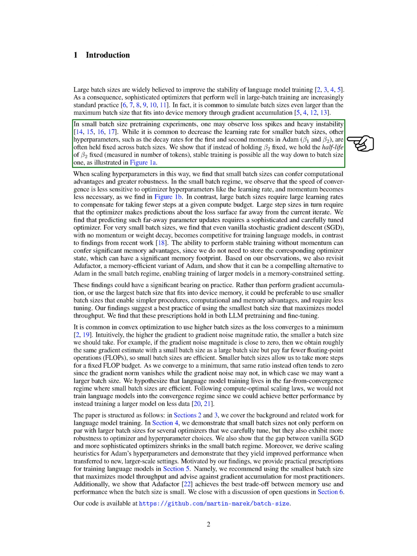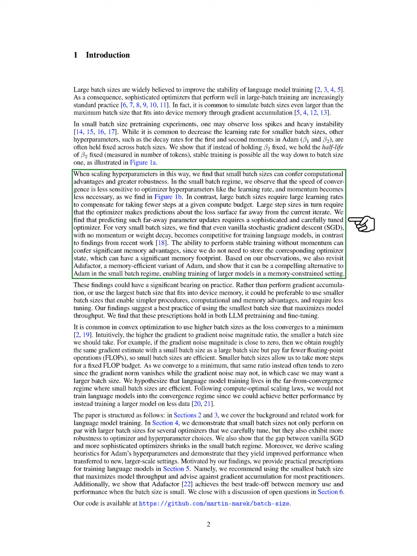While it is typical to reduce the learning rate for smaller batches, we usually keep other hyperparameters, like the decay rates for the first and second moments in Adam, constant across different batch sizes. We demonstrate that by fixing the half-life of the second moment instead of keeping its decay rate constant, we can achieve stable training even with a batch size of 1. This approach allows us to benefit from the computational advantages and increased robustness of small batch sizes.